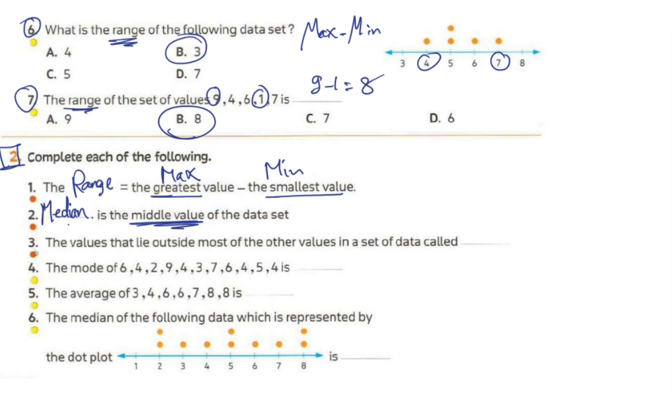Okay, point 3. The values that lie outside. We have some values that lie outside. Of course, it's called what? It's called an outlier.